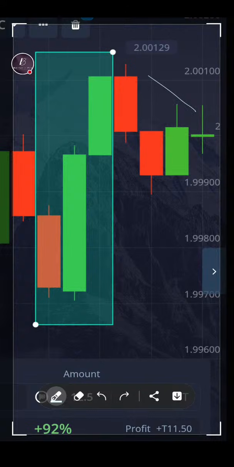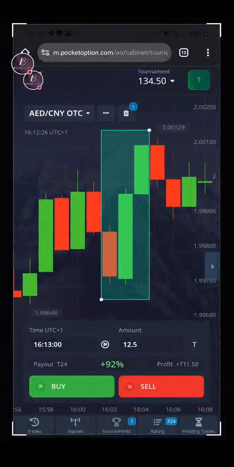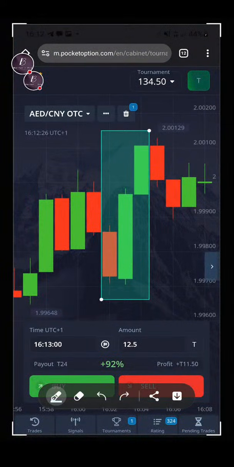Now that number 2 is not just any number 2. It means 2.00000. The zeros behind it are infinite. And I've talked about round numbers with zeros: the more zeros you have behind a round number, the stronger the level. Anytime you see an absolute number like 2, it's a very strong level in the market.